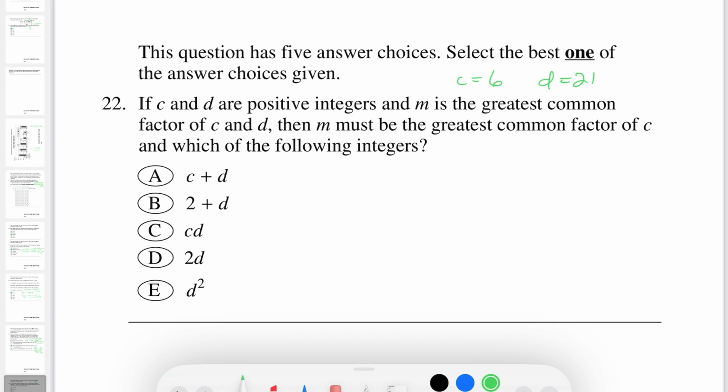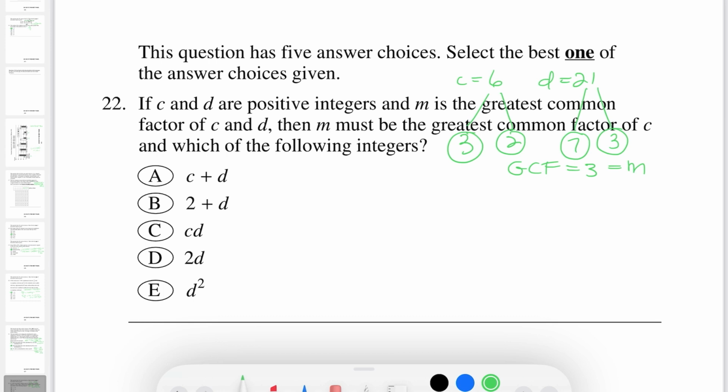So the greatest common factor, M, let's solve for M. The prime factorization of C is 3 and 2, and then 21 is 7 times 3. So our greatest common factor is 3, so M is 3. Then we want to know M must also be the greatest common factor of C, which is 6, and which of the following integers. So now we can just plug in our numbers and see what we get for each one.